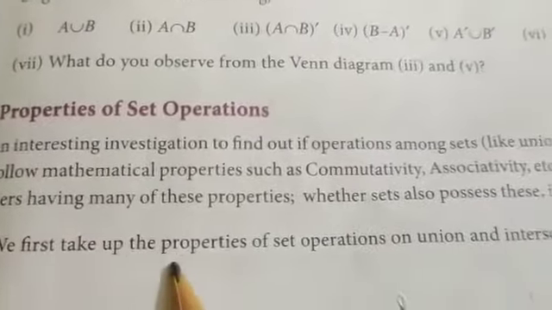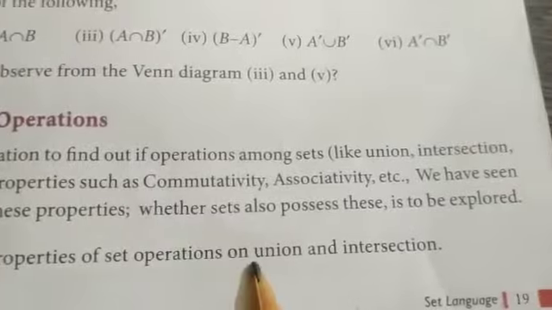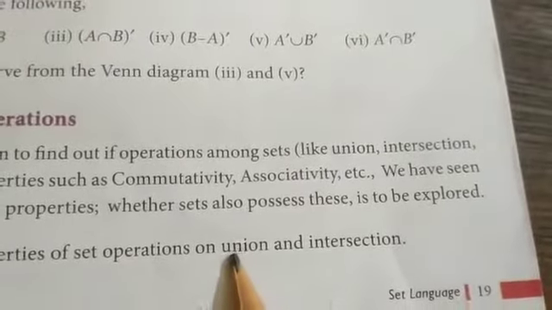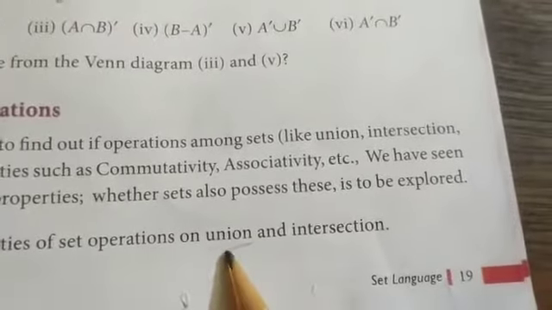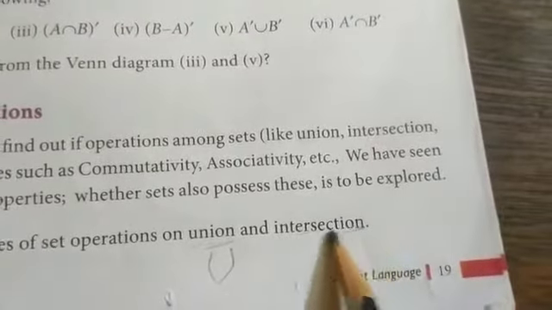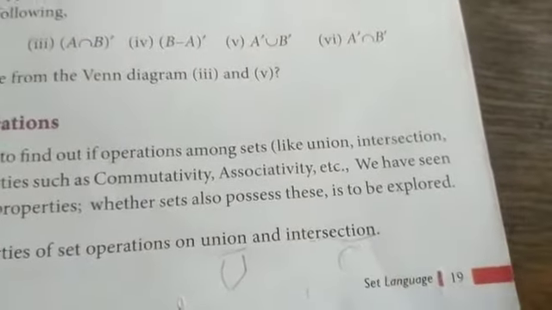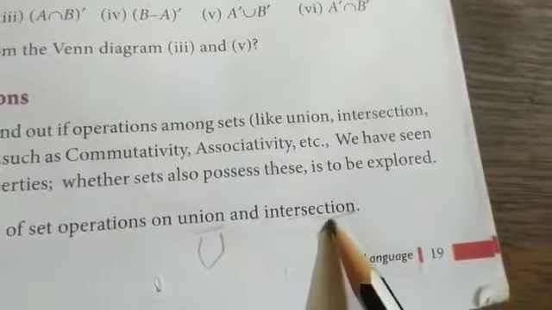So we first take up the properties of set operations on union and intersection. Union means the symbol U, intersection means the intersection symbol.